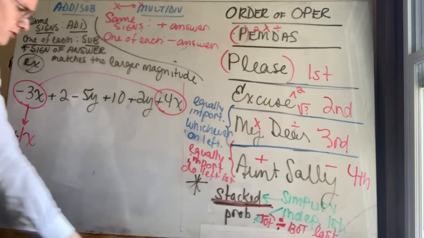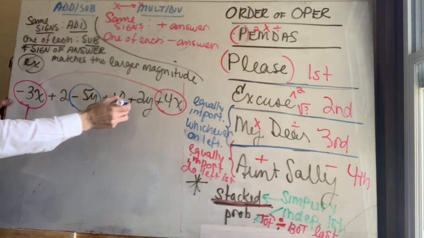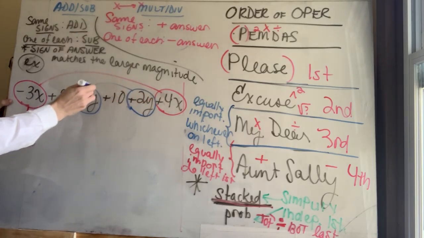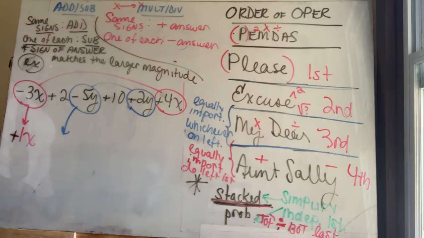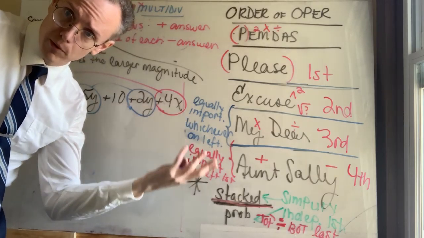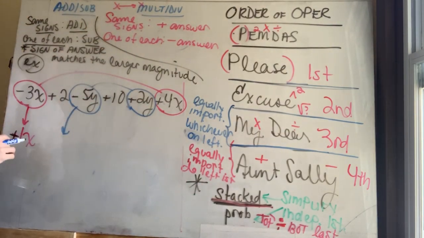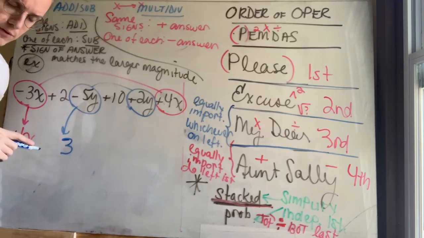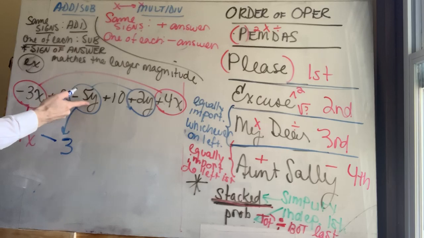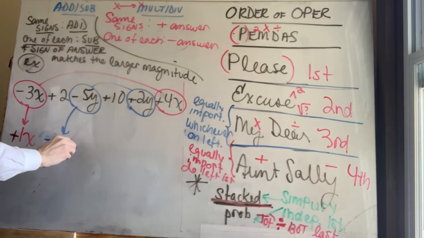All right, now to complete this thought. Circle the other like terms, in this case they happen to be y's, and you're going to merge those next. Negative 5y and 2y. They're like terms because they're both y's and they're both degree 1, right? One of each means you're going to subtract. That gives you a numeral of 3. The sign of the 3 will be negative because it matches the larger magnitude. And then you just attach a y to it.